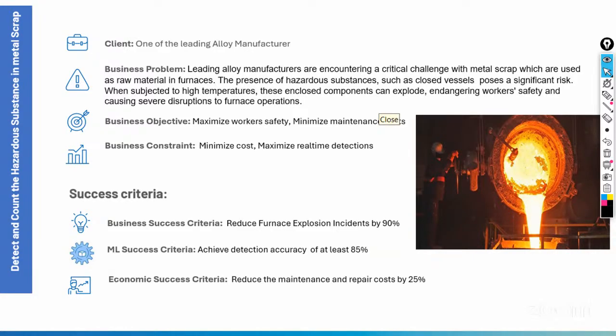Now comes the economic success criteria. We target to bring down maintenance and repair cost by 85%, which would make a significant financial impact for the company. So in short, in this project we are helping detect hazardous substances in real time so that we do not get any harm, and make the manufacturing process safer and smarter. It should be more efficient and more cost efficient. So this is all about this project.